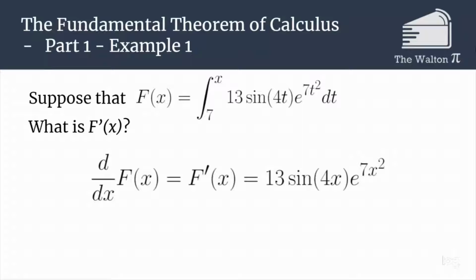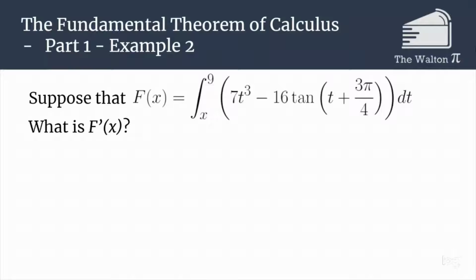If we take the derivative of big F, that's just f prime of x, we can plug in x everywhere there was a t. That is what the Fundamental Theorem of Calculus says. So the derivative is 13 sine of 4x e to the 7x squared. Let's do another example of this.